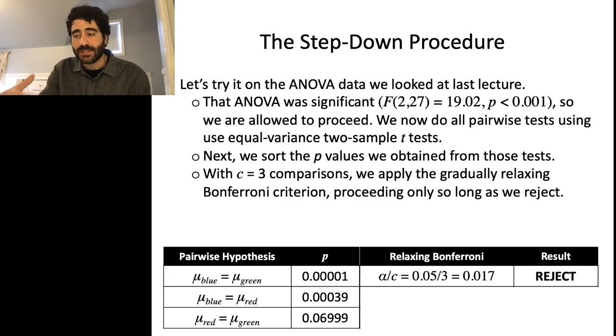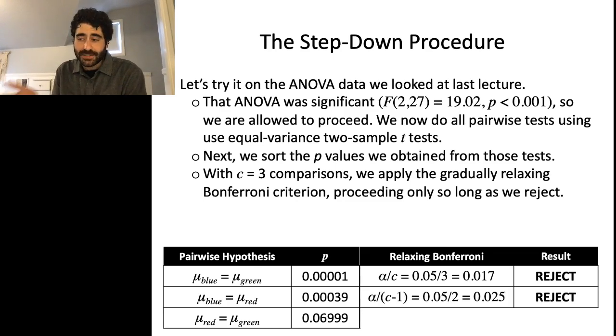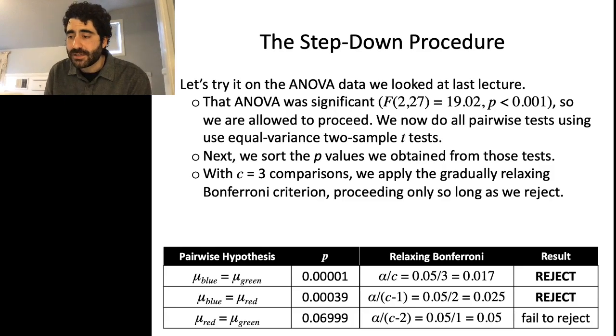And so we reject the null hypothesis, right? Meaning that we say, okay, blue and green, these groups have different means. Then we look at our next p-value, which is 0.00039. We're going to compare that to a slightly relaxed threshold. Now we're only dividing by 2 instead of 3. Our p-value passes that threshold, so we reject the null hypothesis, meaning we say these blue and red groups have different means. Then we get to our last test here.